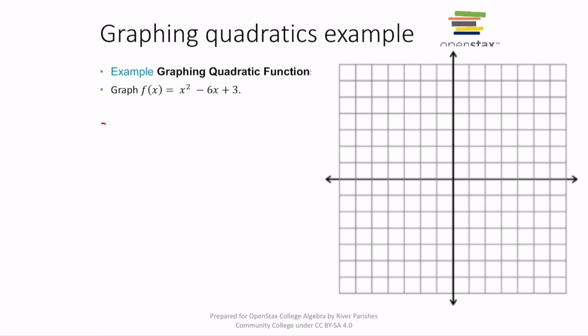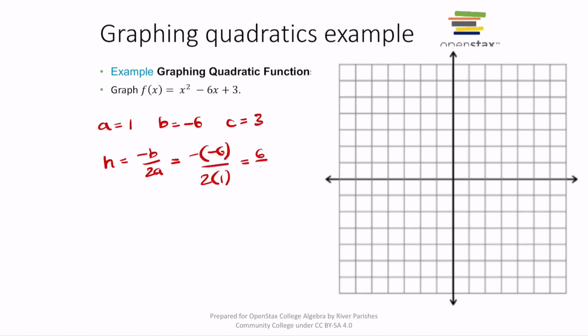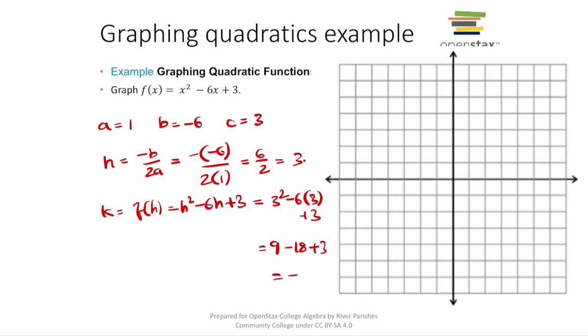From the equation we have a equal to 1, b equal to -6 and c equal to 3. So the vertex h is minus b by 2a, which is minus of -6 by 2 times 1, which becomes 6 by 2, which is 3. K becomes f of h, which is h square minus 6h plus 3. Substituting the h value, we get 3 square minus 6 times 3 plus 3, which becomes 9 minus 18 plus 3, which is minus 9 plus 3, which becomes minus 6. So we have h comma k, which is 3 comma -6.